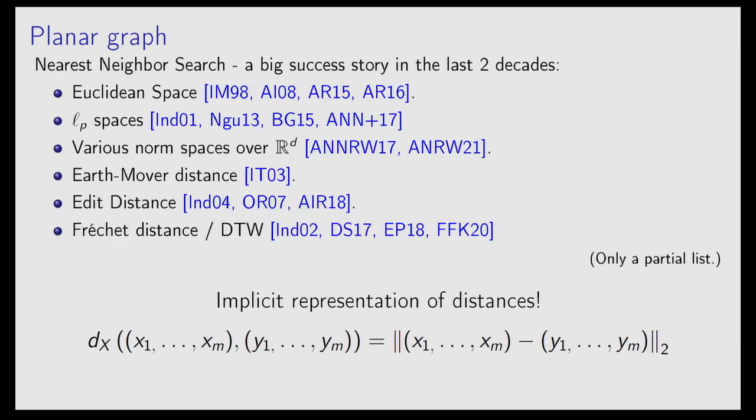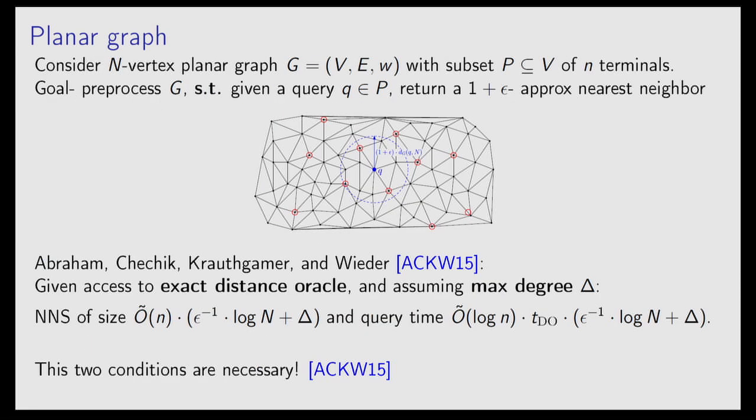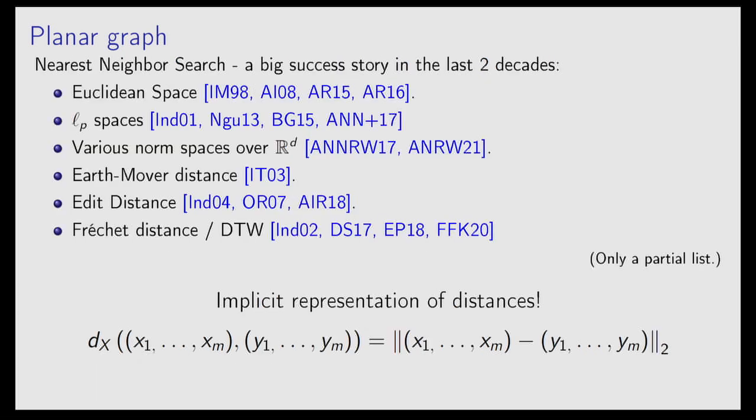And then we noticed the following phenomenon. In all this story about the success in nearest neighbor search, all these spaces have in common an implicit representation of distances. What does it mean? In this case, I only give you the name of a vertex. This is meaningless. It's only a name. What can I do with a name? Well, here I give you a vector in Euclidean space, for example.